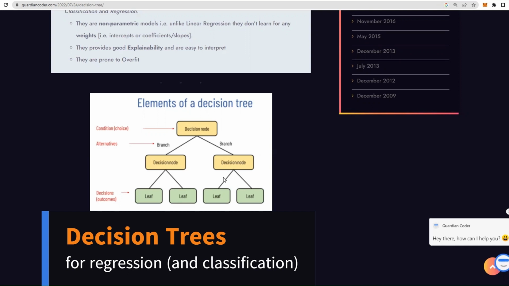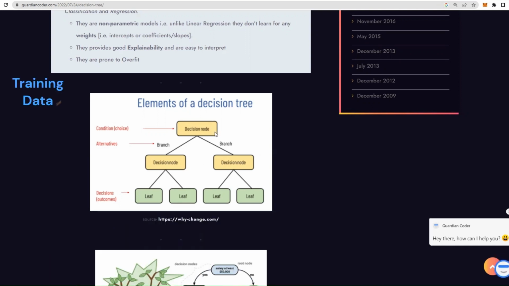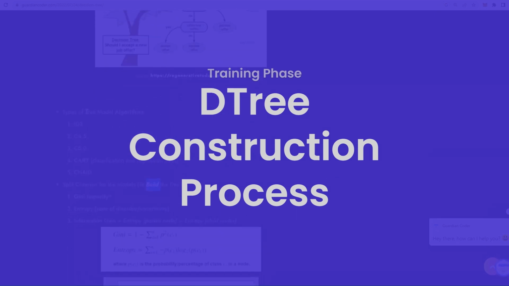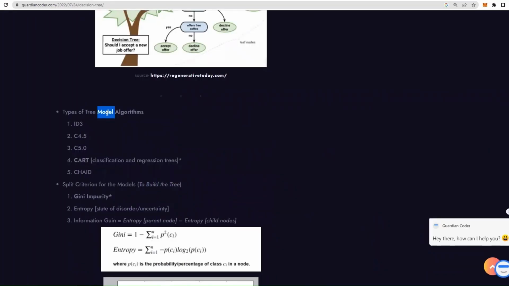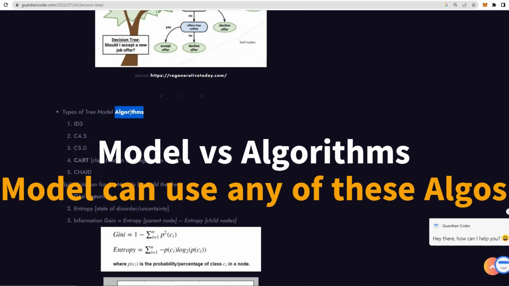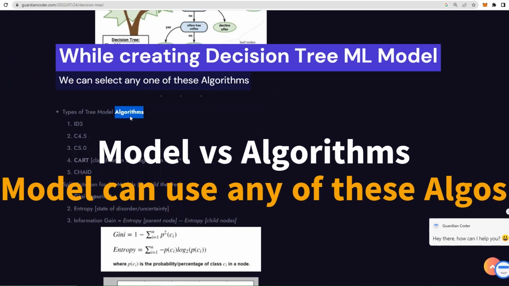But the bigger question is, during training, how is this tree built, right? How is the training data evolving into the shape of a tree? So for that, we need to understand that decision tree is a model, right? But internally, it contains different algorithms. What algorithms we want to choose is up to us.